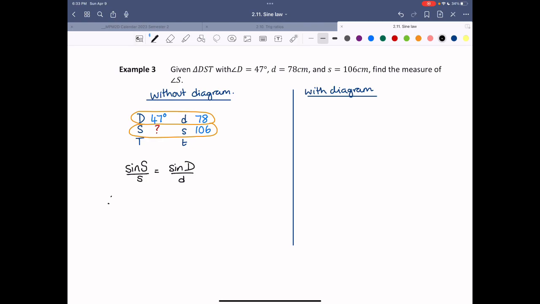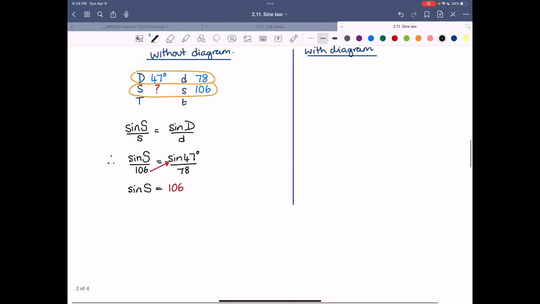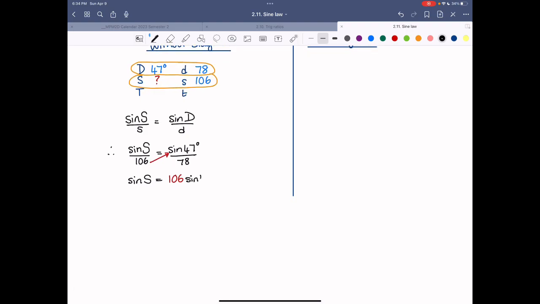Now let's substitute what we have. Sine S, we don't know S, so leave it like that. Little s is 106. Sine D is sine 47. And little d is 78. Now this is a bit of two steps. We've got to cross multiply the 106. So we end up with sine S on its own, which will equal the 106 that we cross multiplied, and I'm putting it in front of the sine 47 just to make sure it doesn't get muddled up with that angle there, divided by 78.